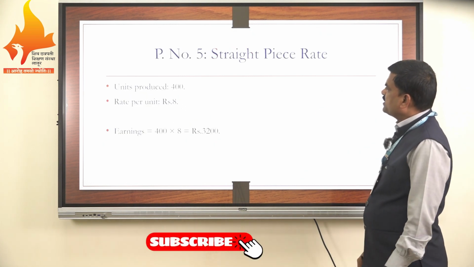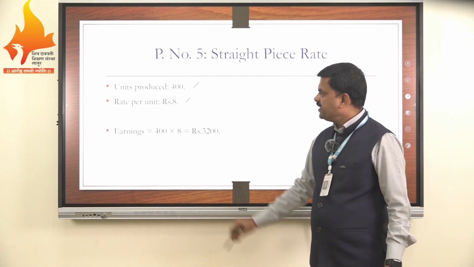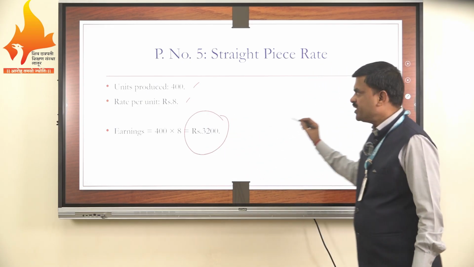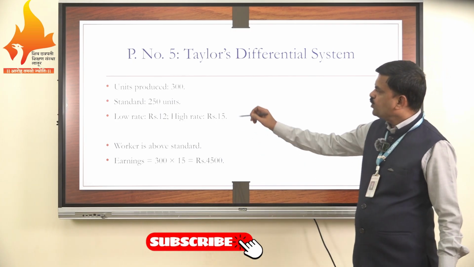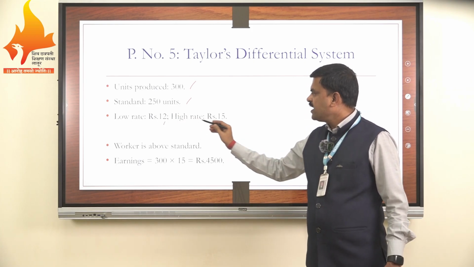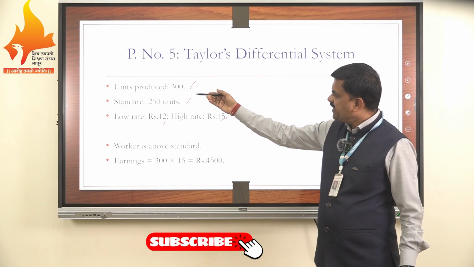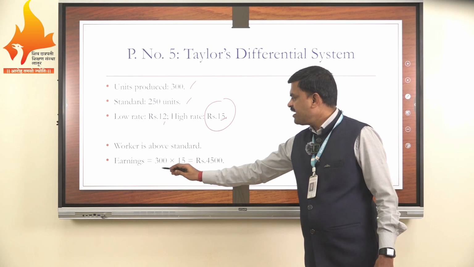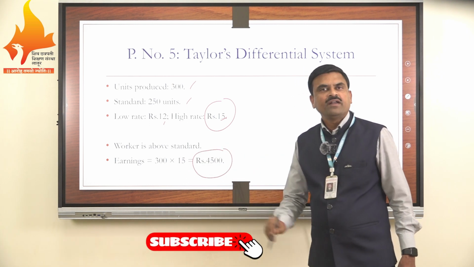Now let's take another example, piece rate system. 400 units produced, rupees 8 is the rate per unit, total remuneration 3200 rupees. Taylor's differential piece rate system, units produced 300, standard units 250, low rate 12, high rate 15. As the worker has produced 300, he is eligible for the high piece rate. So the earning will be 300 into 15, that is 4500 rupees.